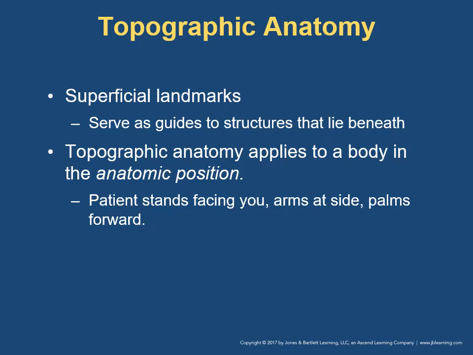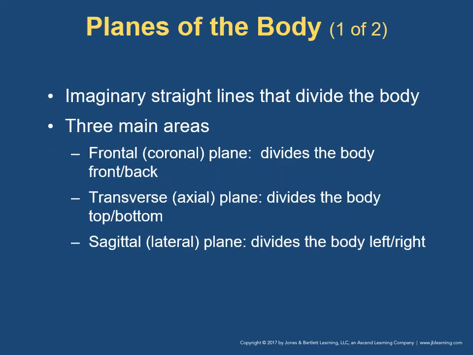Topographic anatomy. Superficial landmarks serve as guides to structures that lie beneath them. Topographic anatomy applies to the body and the anatomic position so that everyone is referring to the body in the same way. This is going to be when the patient stands facing you, arms at the side and palms forward. Also remember that directional terms are from the patient's perspective. That means if you're referring to right and left, you're referring to the patient's right and left, not your right and left.